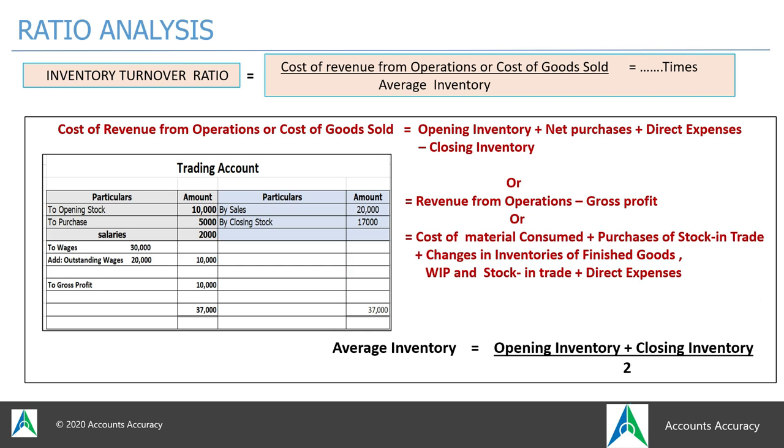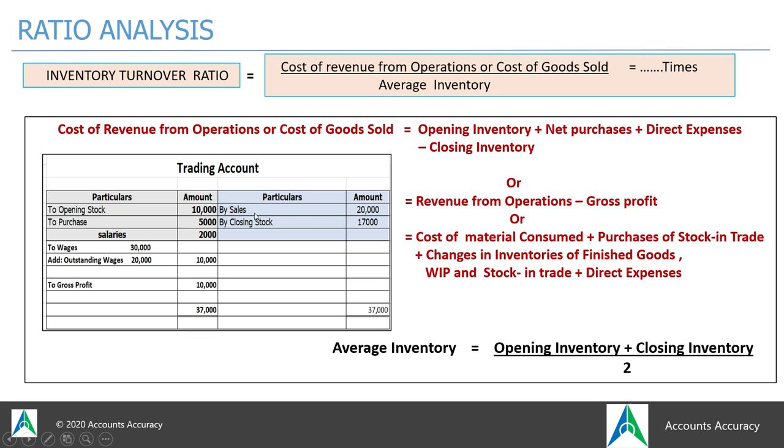cost of goods sold. Here you can see in the trading account also we were doing the same thing: opening stock plus purchases plus direct expenses. From these three, when you deduct closing stock, you get the value of cost of goods sold. Remember, to the opening stock, you add net purchases and add direct expenses, then you deduct closing stock, which gives you cost of goods sold. You can also calculate it by net sales.